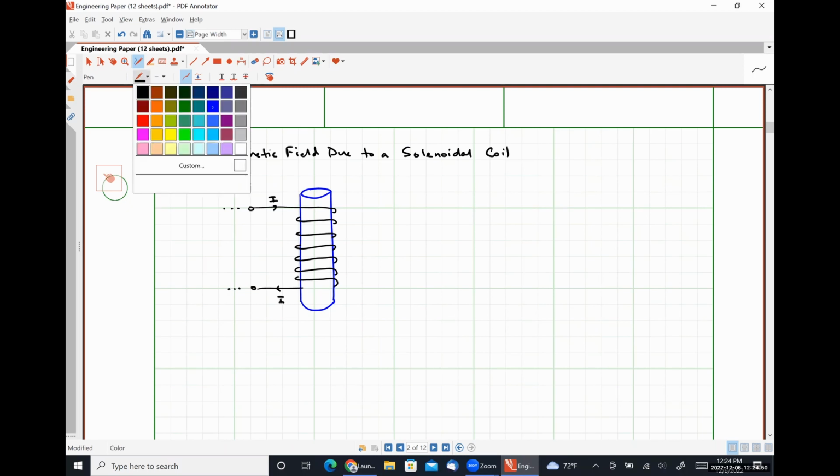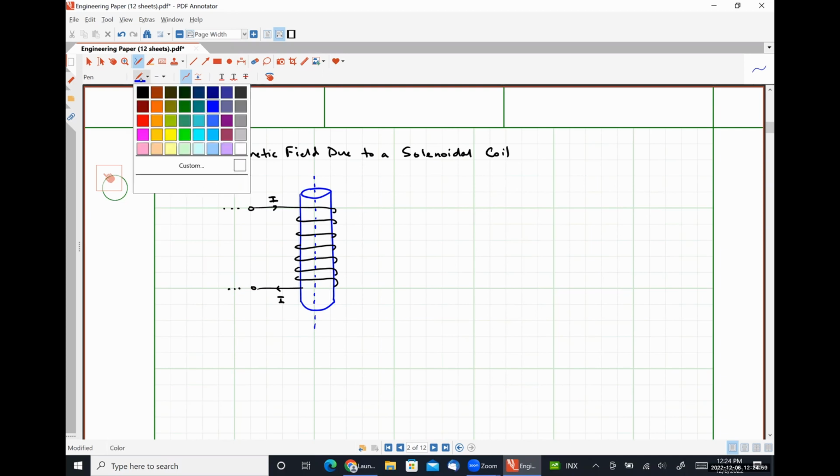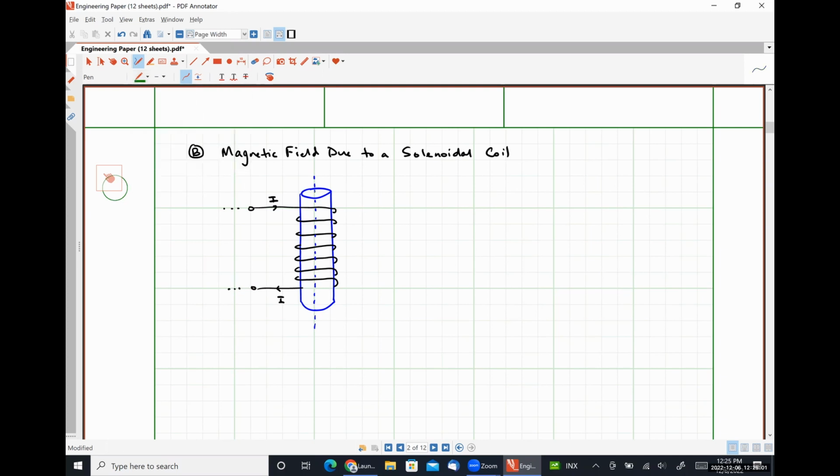I'm going to give myself here an axis of symmetry, just for the sake of argument, and so that we can say that this solenoidal coil has a radius of r, establishing my coordinate system. This is the Z direction. And this is the radial rho direction. Okay.